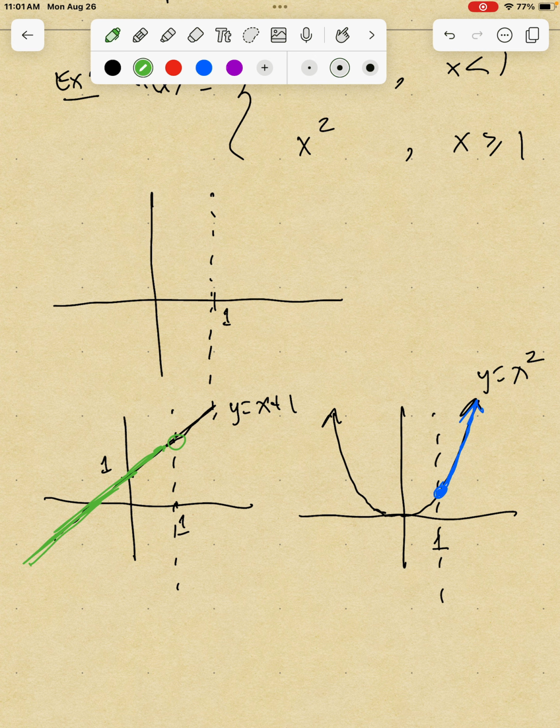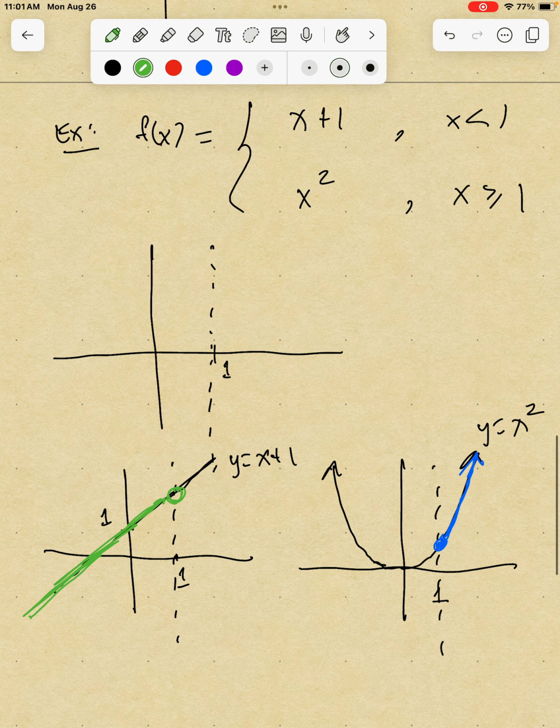And notice that for the line, I have a hollow circle at x equals 1 because I don't want to include the point when x equals 1, because the line is only relevant when x is less than 1, right? Notice that when x is equal to 1, I need the parabola because of the greater than or equal to sign, right? Okay, so now on the left of x equals 1, we want the green line, and on the other side you want the blue parabola.